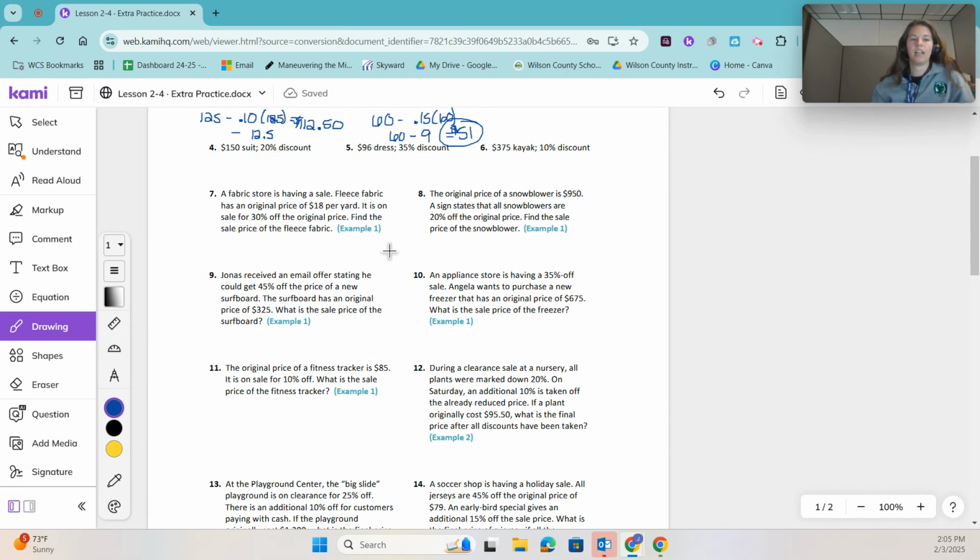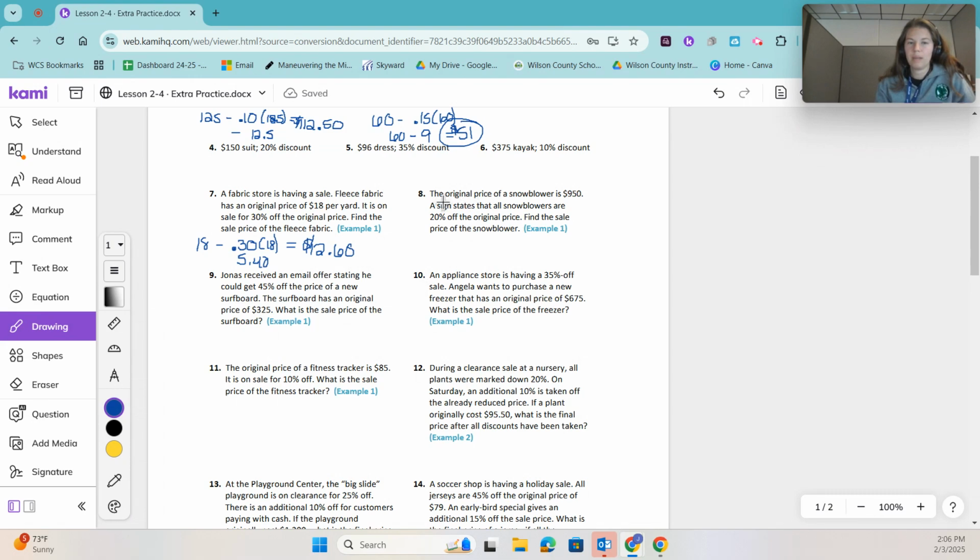Let's take a look at number 7. A fabric store is having a sale. Fleece fabric has an original price of $18. It is on sale for 30% off of that original price. So we're taking 30% of the 18 and subtracting that from that $18. So that's $5.40 that we're saving. So we'll do 18 minus that price, and that's going to be $12.60 on the fleece fabric, per yard.